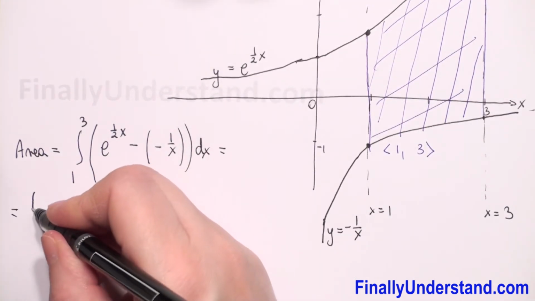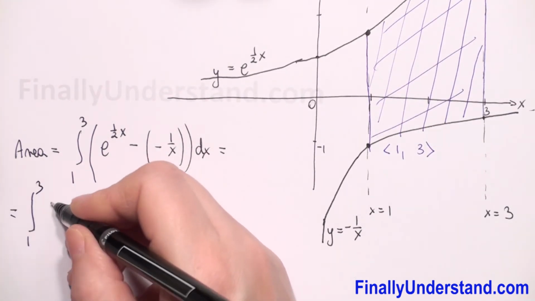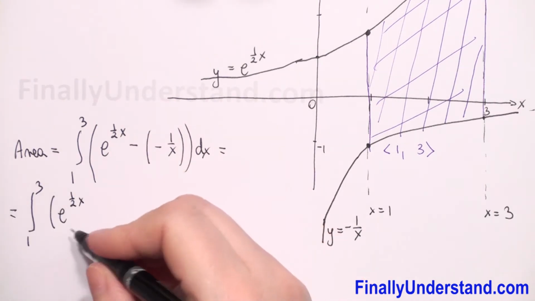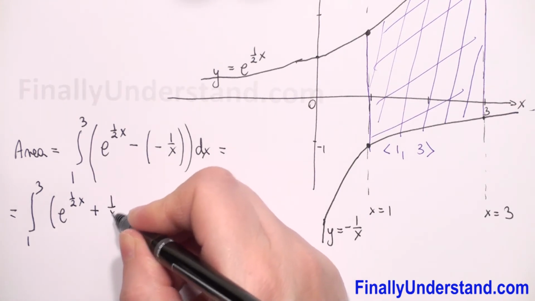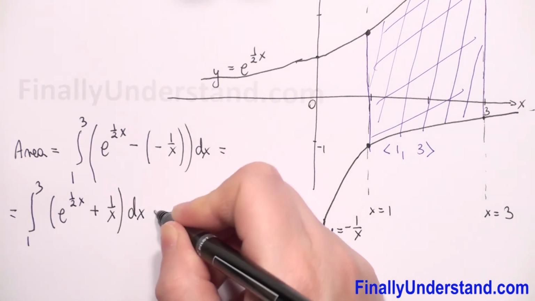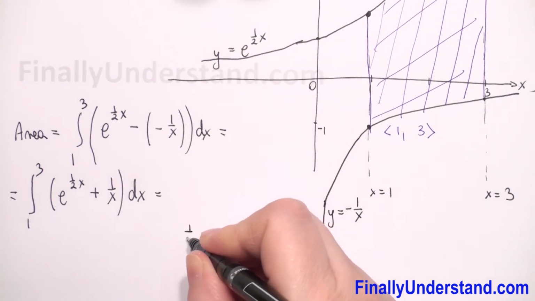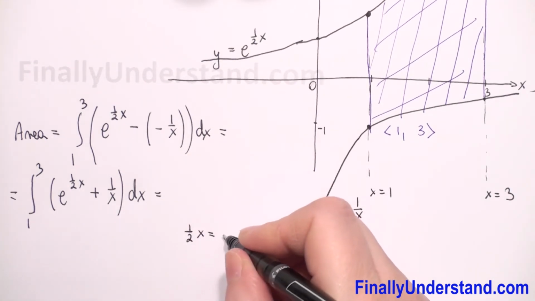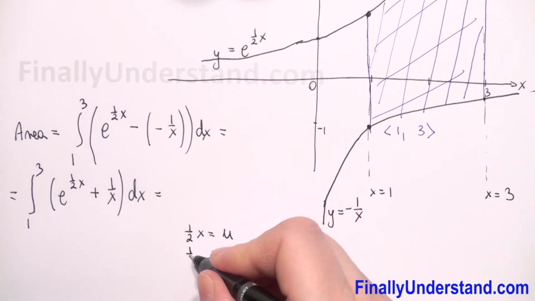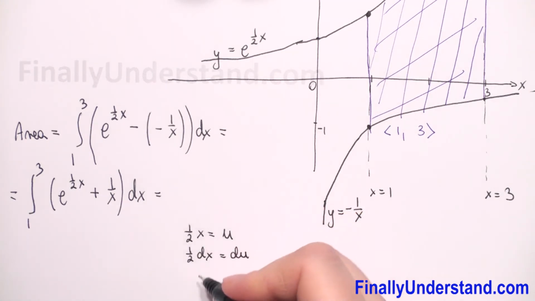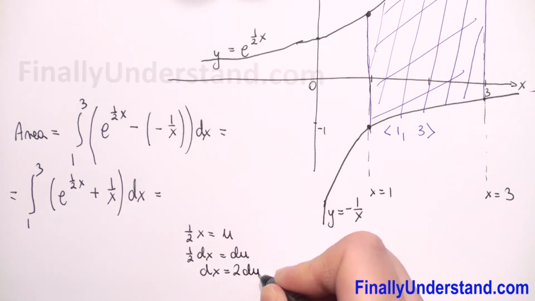the integral from 1 to 3 of e to power 1/2 x, and negative and negative give us positive 1 over x dx. To solve the first integral, we will use the substitution method. Let's put that 1 over 2 x is equal to u. So 1/2 dx is equal to du. We need dx, so I will multiply both sides by 2. So dx is equal to 2 du.